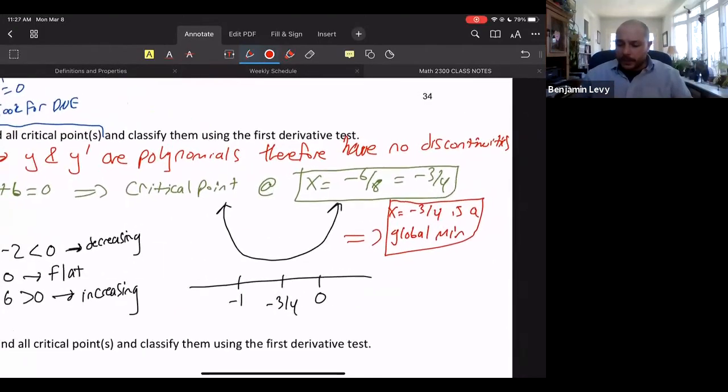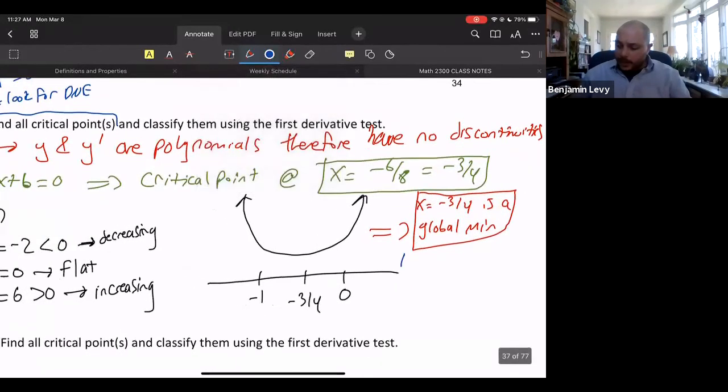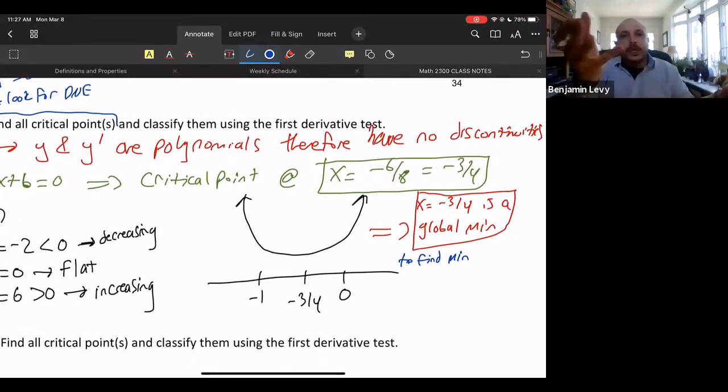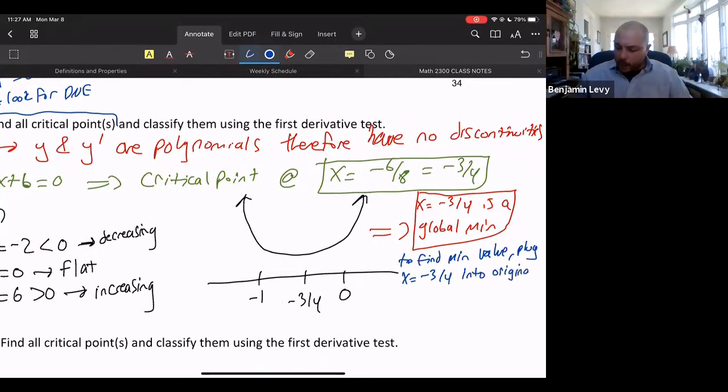Okay, let me zoom in on that because I'm going to have to write a little smaller here. To find what the actual minimum value is, because that's what's most important, right? If this was, remember, some population thing we care about, a population of animals, we want to know what the smallest value of that is. It's at -3/4, but to find what the minimum is, you plug it into the function. To find the minimum value, you plug -3/4 into the original. In this case, y.